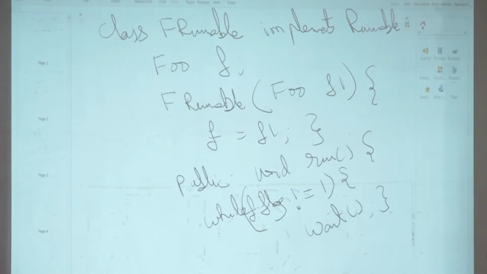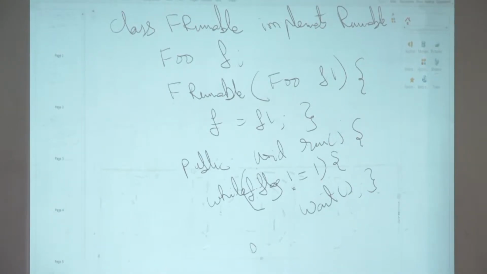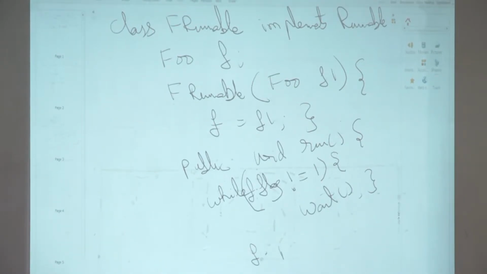I'll not do anything. Now, if let's say flag has become 1, that means then only the control will come here. What will I do? I will now call that method f dot print first. Okay, I'll call that method. That means flag has become 1. If flag has not been 1, I'll be in wait. Okay, so I'll do f dot print first.